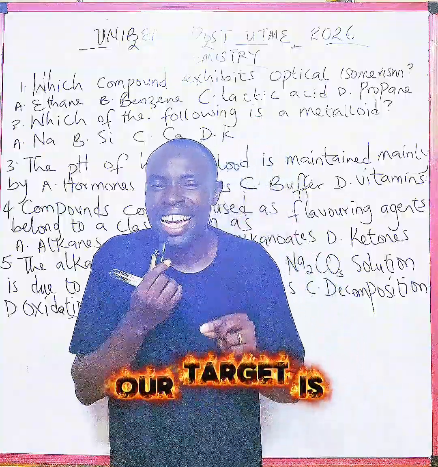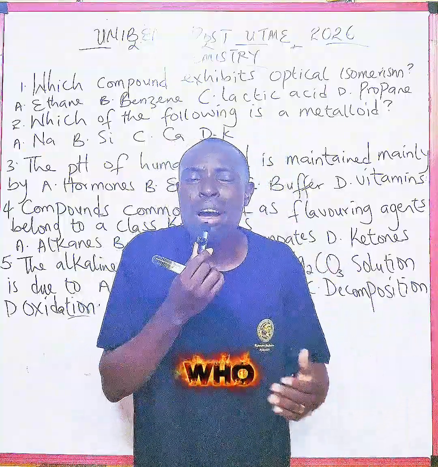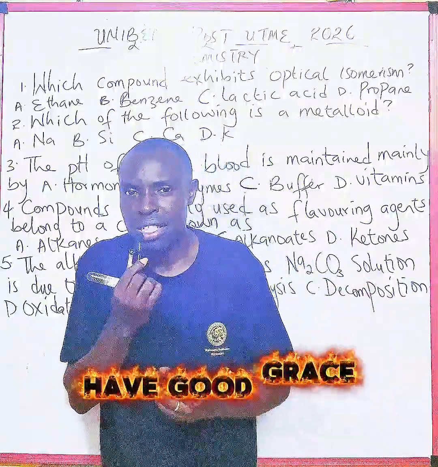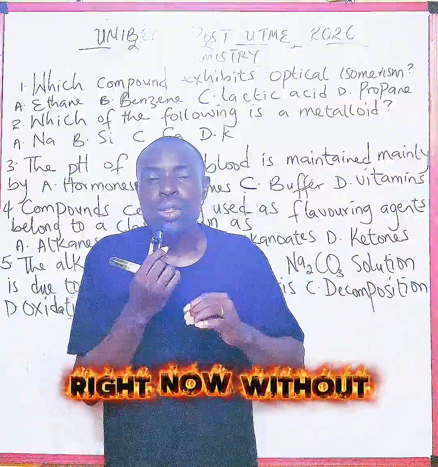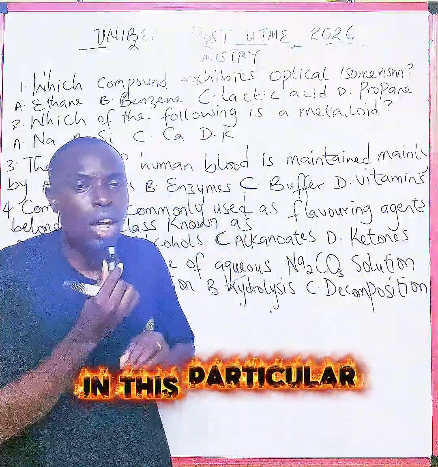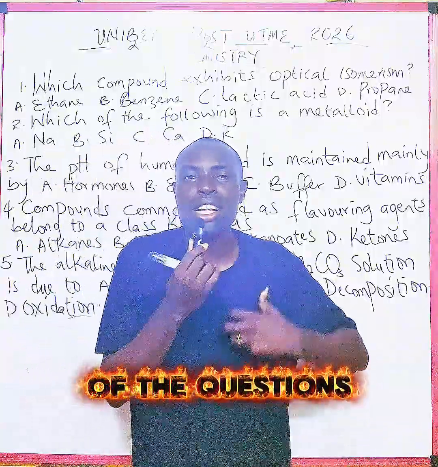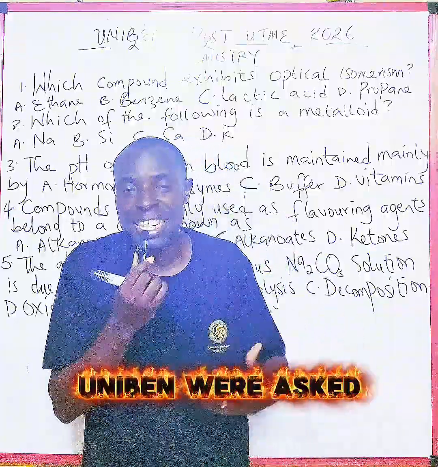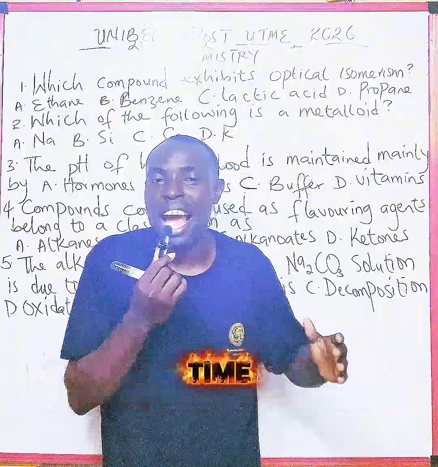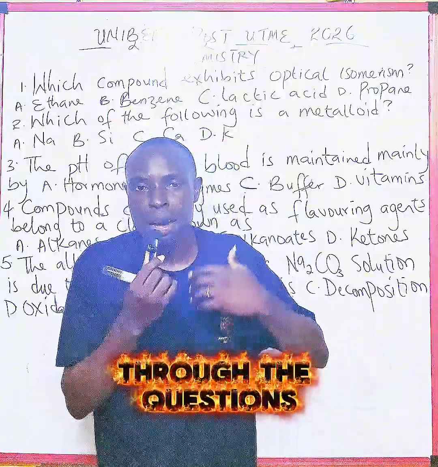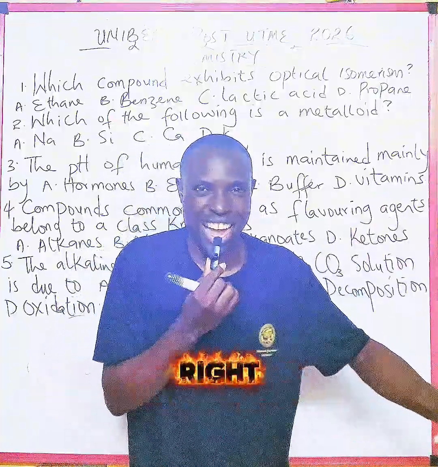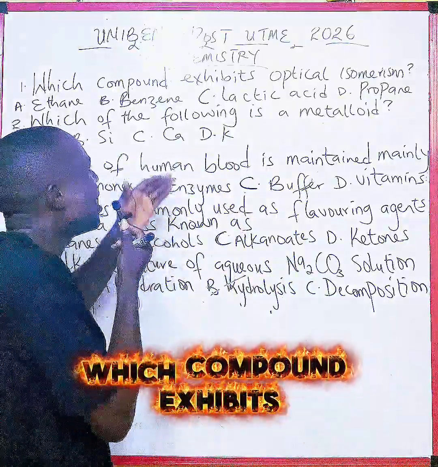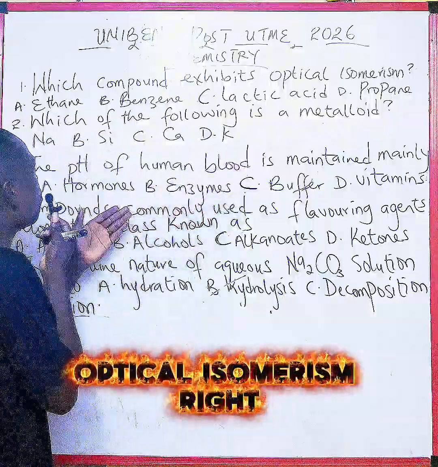Our interest and our target is to turn students who initially have bad grades to have good grades in their examination. Now, without wasting much time, in this particular video, it is some of the questions that students who wrote post UTME UNIBEN were asked. Without wasting time, we'll just run through the questions and provide answers. This is just part one. So let's quickly go. First question: which compound exhibits optical isomerism?